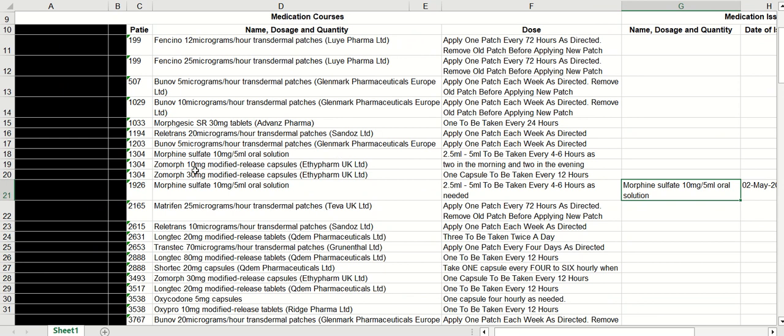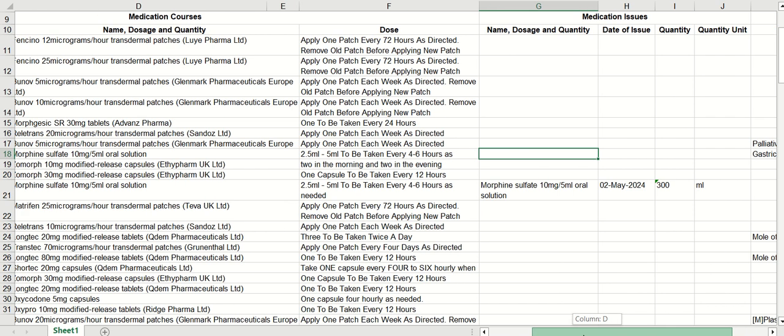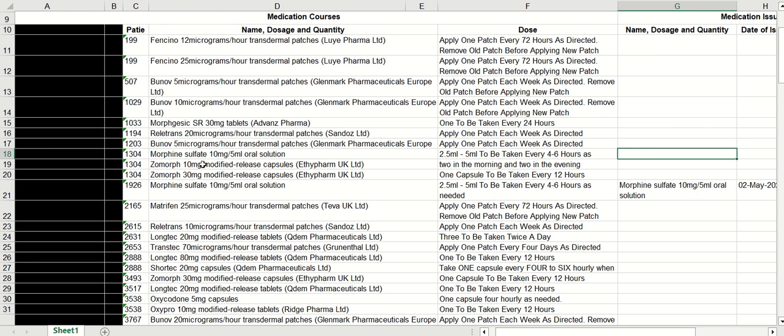So, for example, this individual is on 50 of Zomorph daily, 100mg daily. They haven't had any of their morphine in the last month. They're borderline, I suppose. If they'd had 300ml of morphine, then what you'd find generally is that's 600mg divided by 30, which would be 20mg a day, which would push this person into the 120, but they don't qualify for that this month.